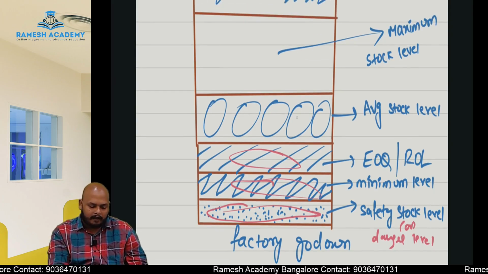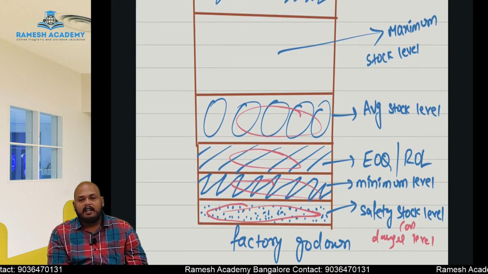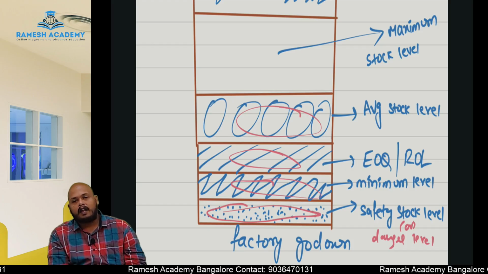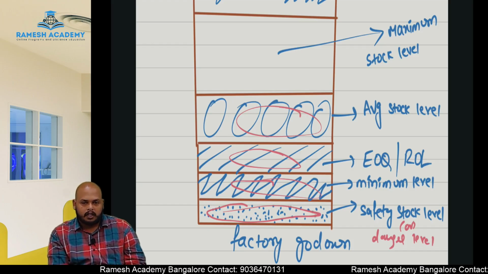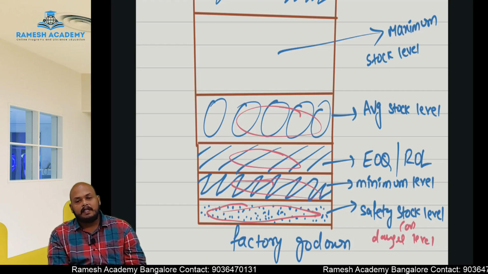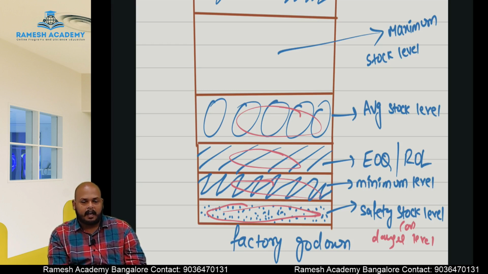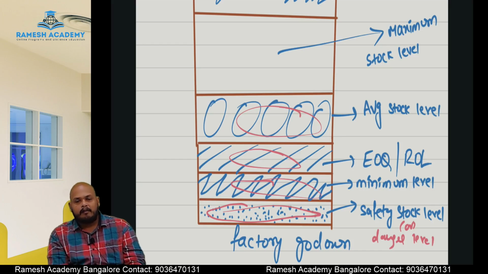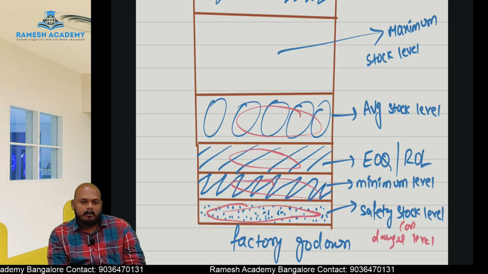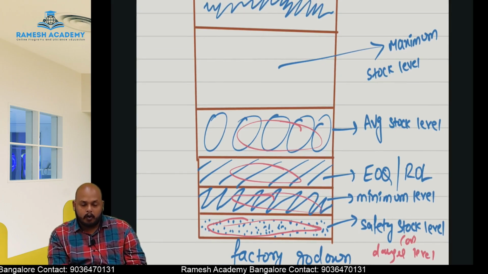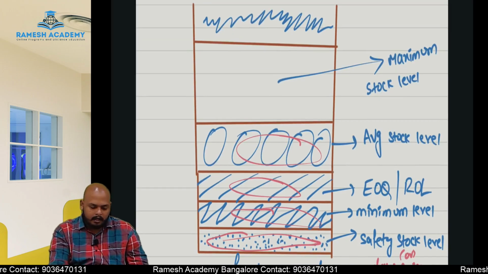Next level we have is the average stock level. Average stock level is the level of stock which may be maintained on average throughout the year. There is no force on the business organization to maintain the average; it is up to their wish. They can maintain this stock level on average throughout the year, so that they will be on the safer side.